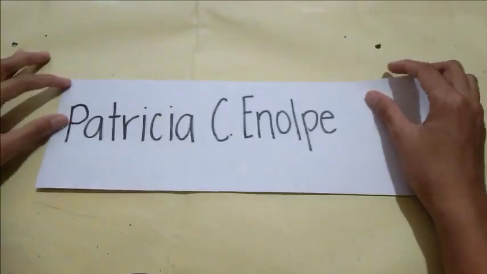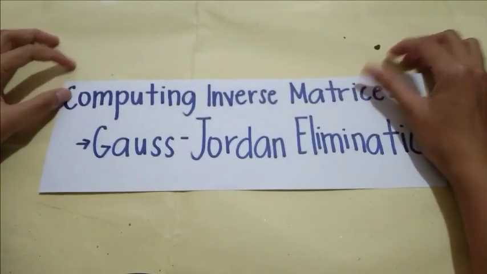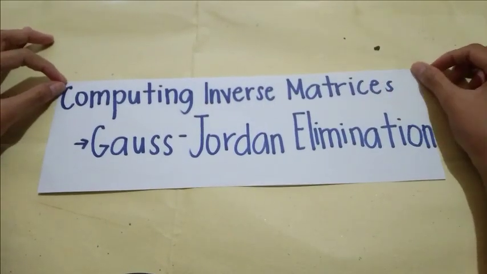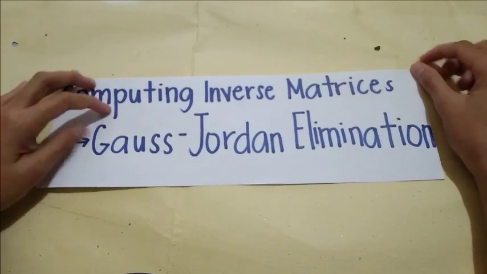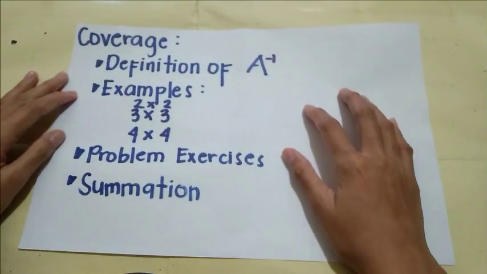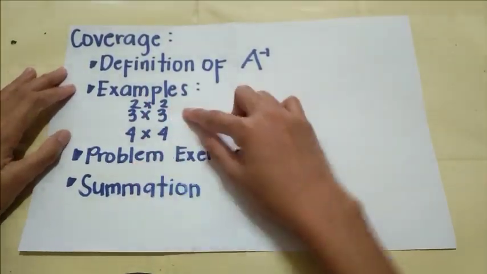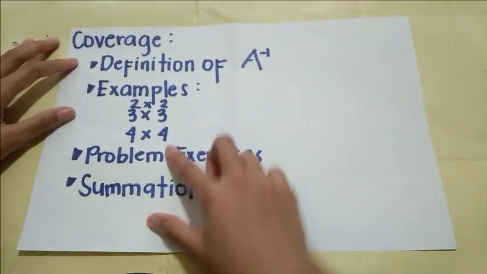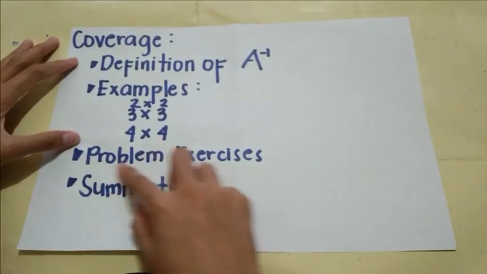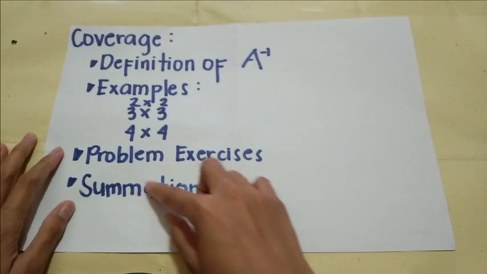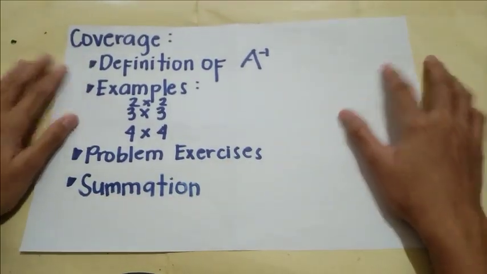Everyone, my name is Patricia Sinope, and in this video we are going to compute the inverse matrices by Gauss-Jordan elimination. So in this video we are going to cover the definition of the inverse of the matrix A and its examples in 2 by 2, 3 by 3, and 4 by 4 matrices with its corresponding problem exercises. And in the last part we have the summation of our topic.